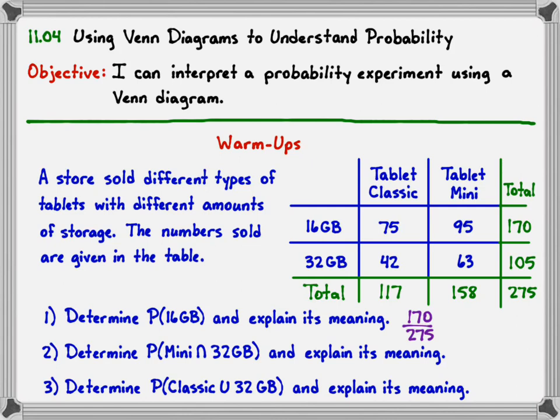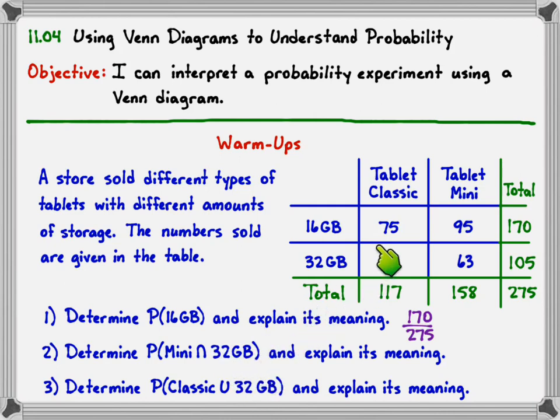Number two, we've got this symbol here. We talked about this last time. What is the probability that a person purchased a mini and a 32 gigabyte? Well, what does that mean? That doesn't mean they bought two different tablets. That means they bought a tablet that is a mini tablet and it is a 32 gigabyte.